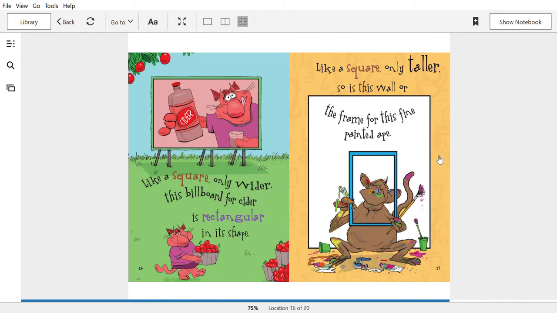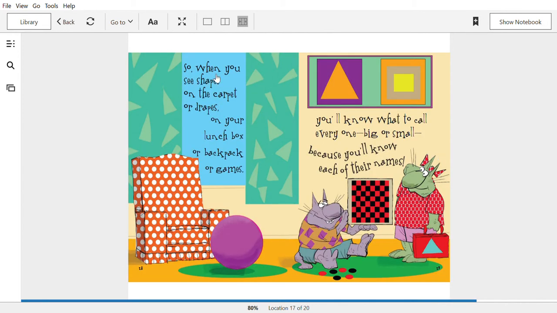Now pause the video and illustrate and label the rectangular shape that you see right now or you can think of. So when you see shapes on the carpet or drapes, on your lunchbox or backpack or games, you'll know what to call every one, big or small, because you'll know each of their names.